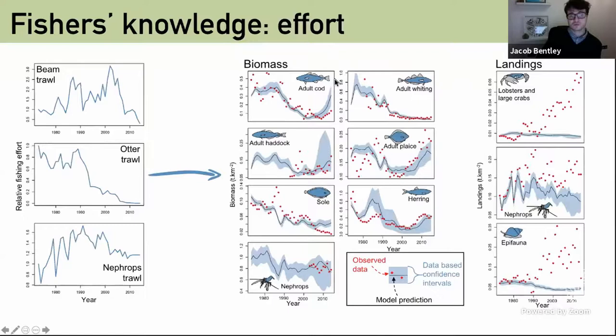And then moving on to the impact of fishers' knowledge on fishing effort trends. So here is an initial snapshot of some model predictions when we used the fishing effort that was available to us in scientific data. So we had fishing effort for beam trawls, otter trawls, and nephrops trawls. You can see the model predictions sit quite closely to a lot of the observed data.